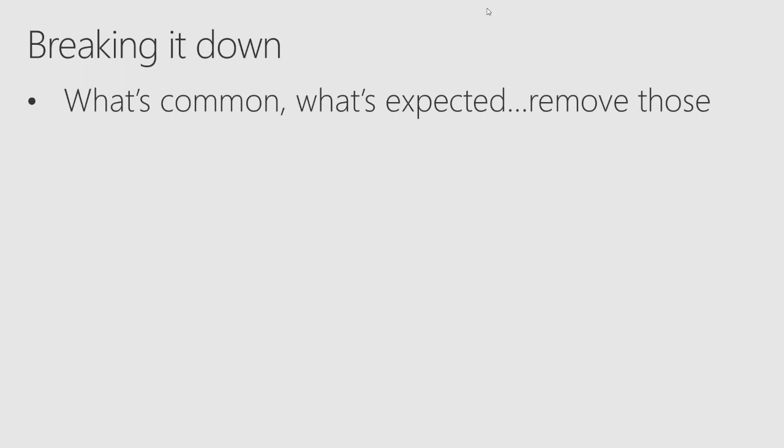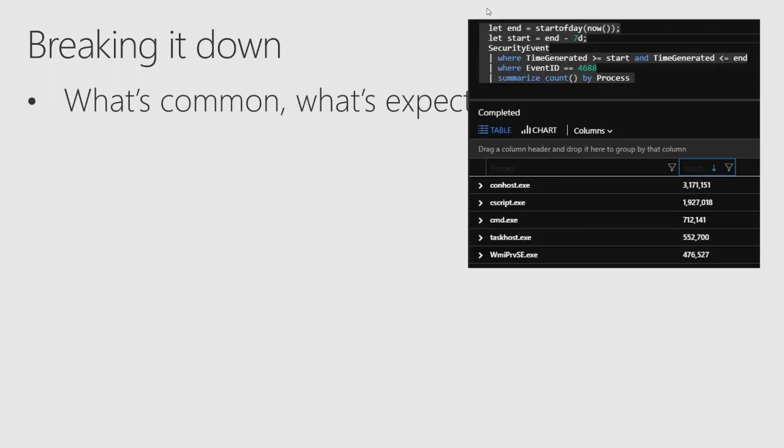We talked about what's common, what's expected. We really want to remove those, and we really don't want that information present. So what we do is we go in and we understand the data. Okay, over the last 7 days, what have I seen for process creation events? And we look at these counts and we see these giant counts. Like, okay, I know ConHost runs all over the place, right? I know this about my environment. Obviously, it runs on all Windows. So I'm just going to exclude ConHost by default. I don't even need to calculate that, right?